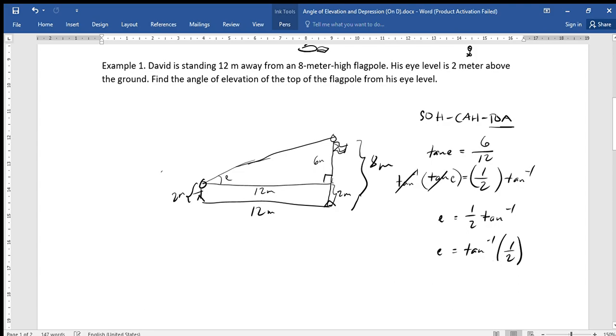So, try natin sa calculator to. Shift, tan 1 will be 2. So, the answer is 26. Okay, so yung value ni E or yung angle of elevation natin is 26.565. Ito na yung sagot.